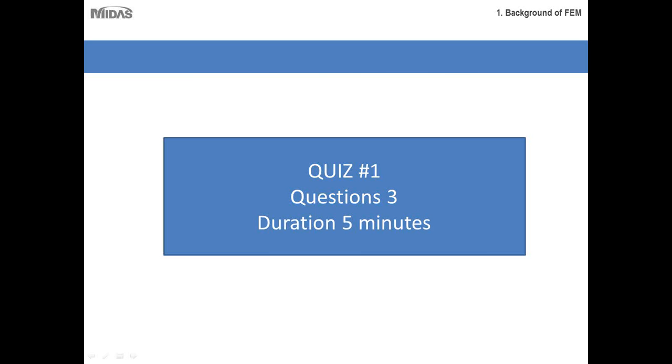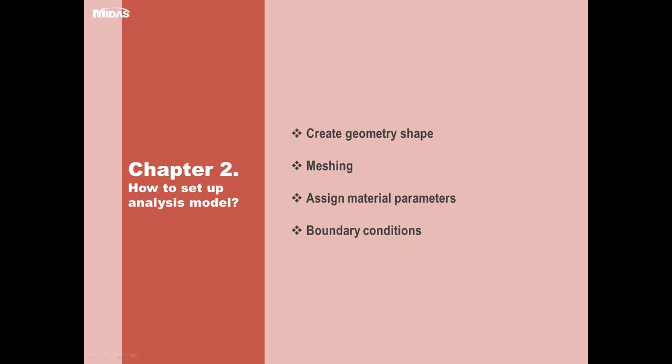So let's resume the session. So in chapter 2, we'll be talking about how to set up analysis model. In this, we'll be going over the pre-processing part, that is what we have to do before hitting that button that runs the analysis in your programs. So we'll be covering the aspects of creating the geometry, meshing, assigning material properties, and finally the boundary conditions.